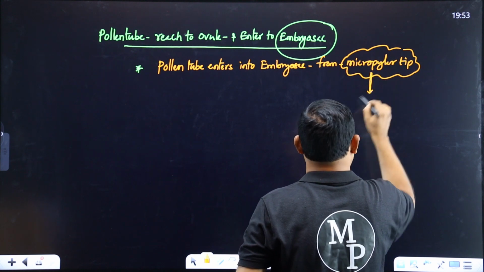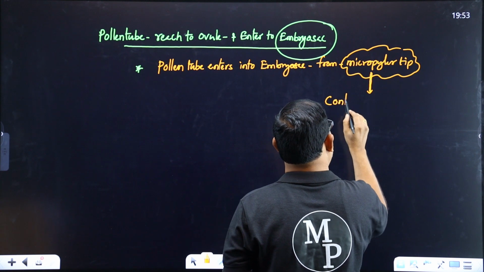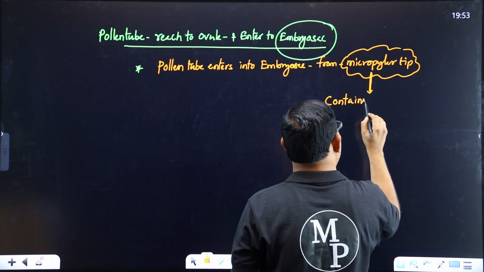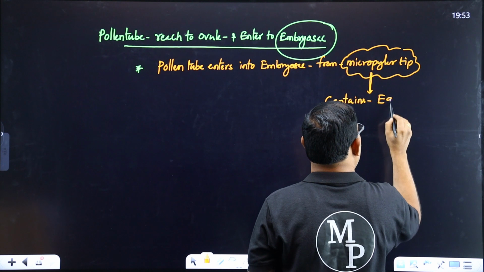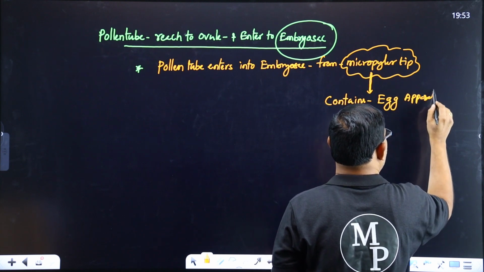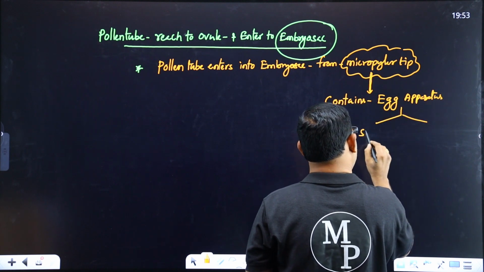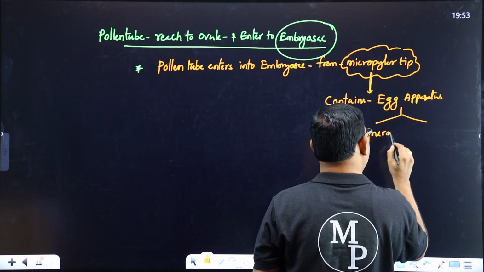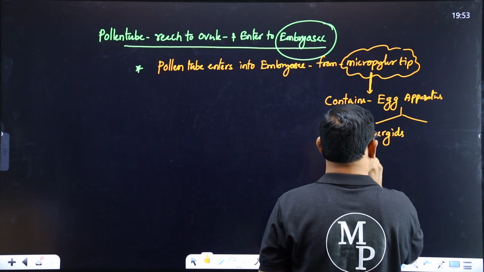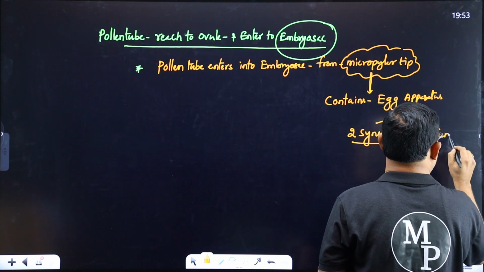The micropylar tip side contains what? One egg apparatus is present. This egg apparatus consists of what? Two synergids are there. How many synergids? Two synergids are present, and one female gamete is present.